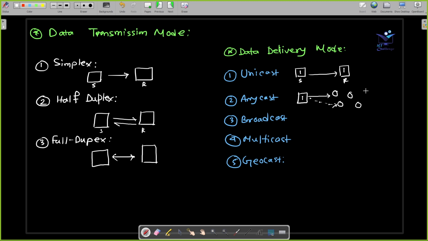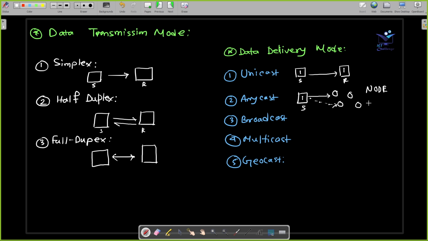This is actually a group, we can call it a node. So a node is a group of devices. We have many groups of devices, and you can only transfer to the nearest and active node. If this node is inactive, then you have to transfer to another nearest and active node. So this is called the anycast system.